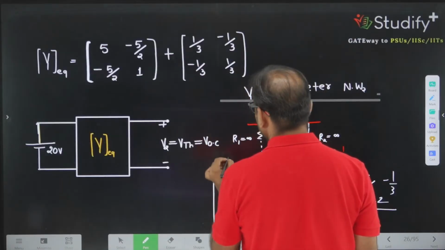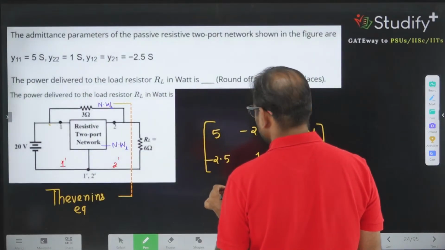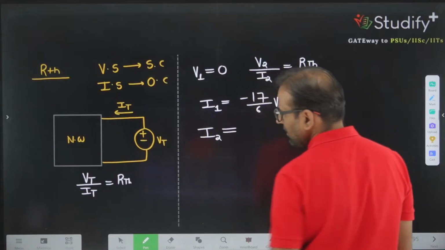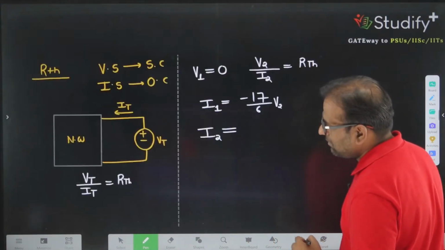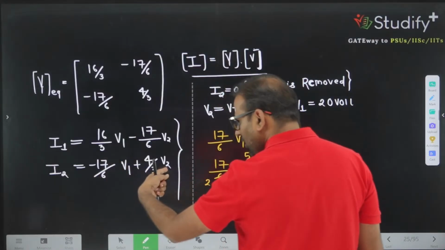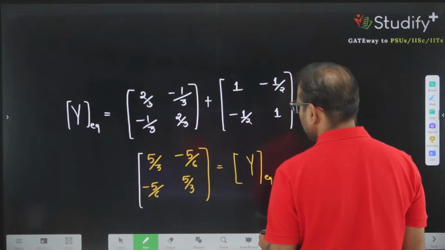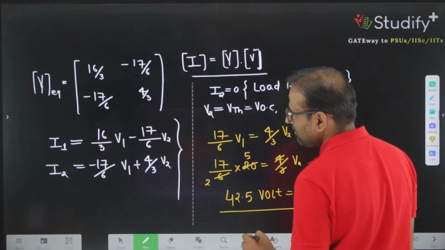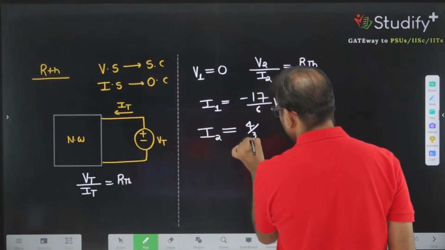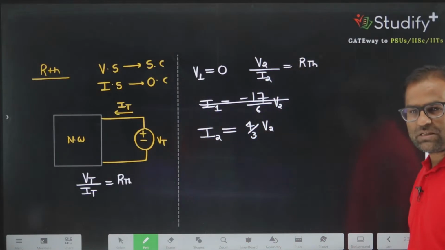I2 equal to what? If you are making V1 equal to 0, I2 equals 4 by 3 V2. We are not interested in this equation because our solution is directly given.